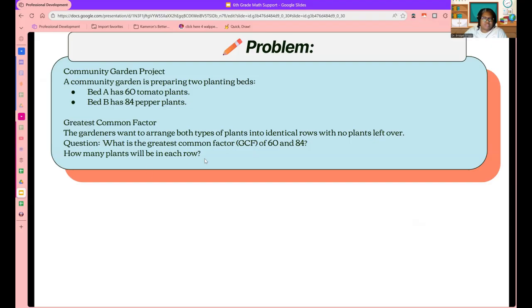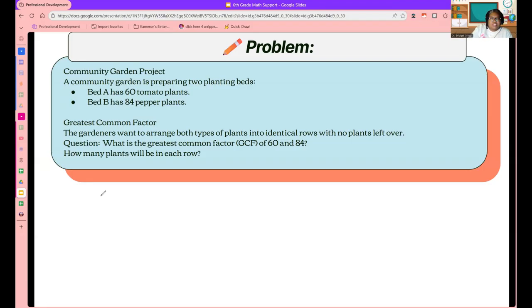So the answer to this question is going to also be the answer to this question of what is the greatest common factor between 60 and 84, because at that point, that's going to be when they can have identical rows with no plants left over. So let's see how we can figure this out.